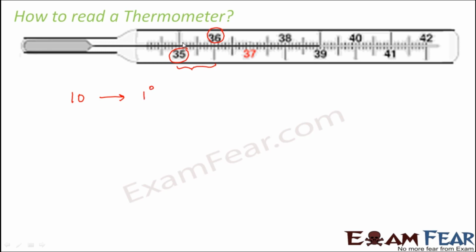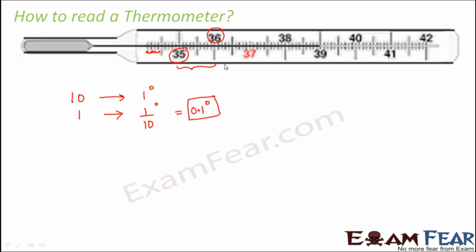So how much will one short line correspond to? One short line will correspond to 1 by 10 degree, which is equal to 0.1 degree. So in this particular thermometer, one line, that means from here to here, is going to be 0.1 degree. Here to here is again 0.1 degree. Here to here again 0.1 degree. So the distance between two short lines is going to be 0.1 degree in this particular thermometer.